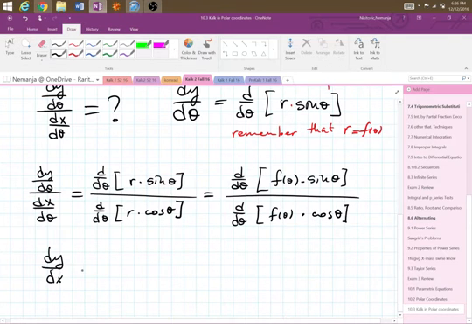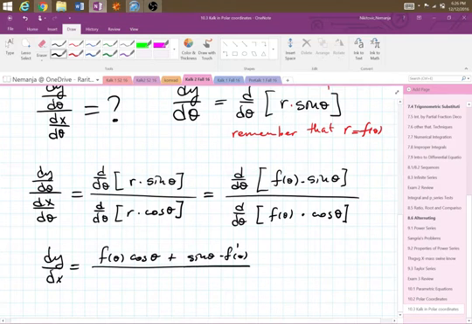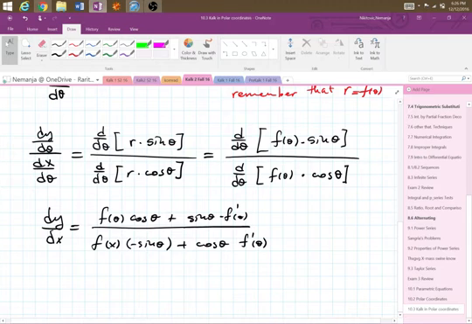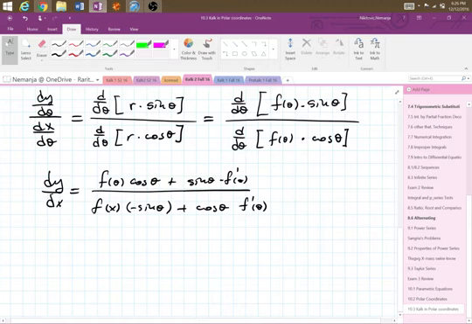So what's dy/dx equal to? Derivative: copy the first, derivative of the second, plus copy the second, times derivative of the first, divided by the same thing: copy the first, times derivative of the second, plus copy the second, times derivative of the first. Now we really don't want this minus sign to start off, right? So we're going to swap those, and then follow the same pattern and write the top.